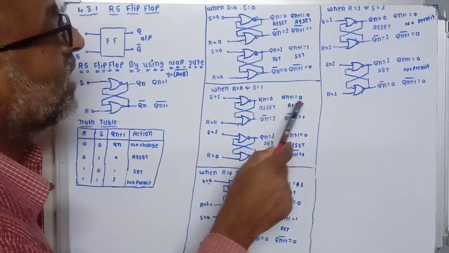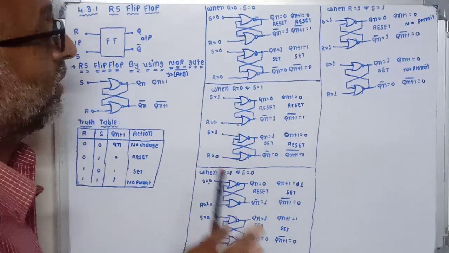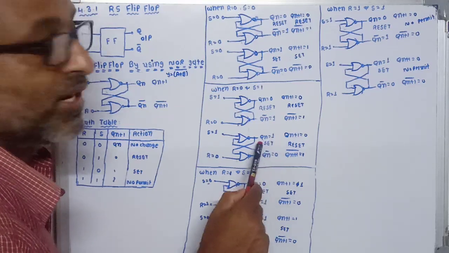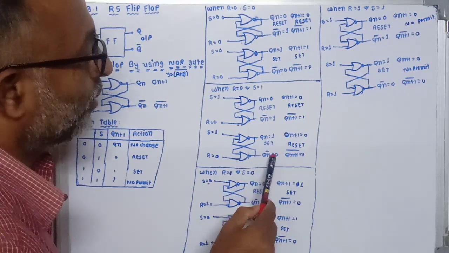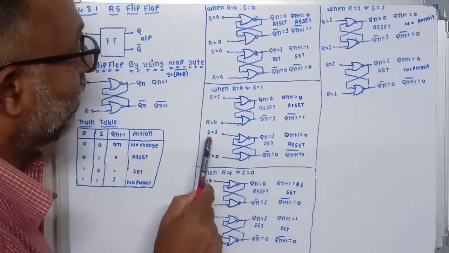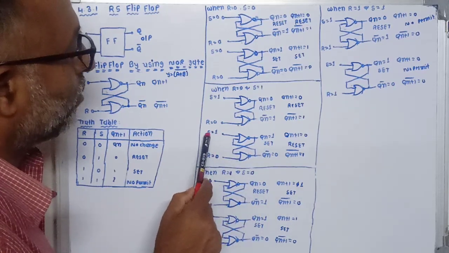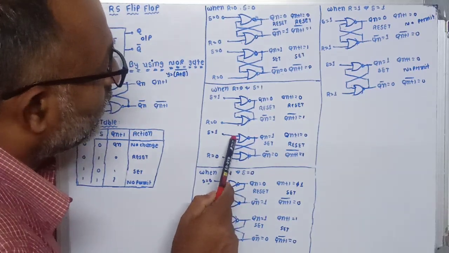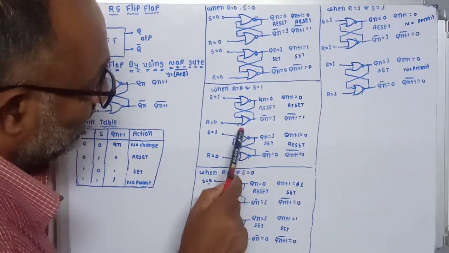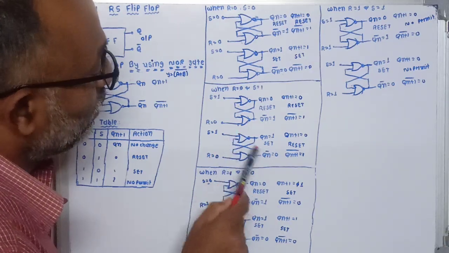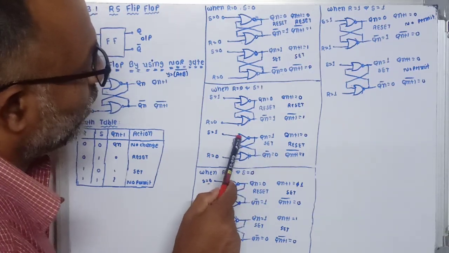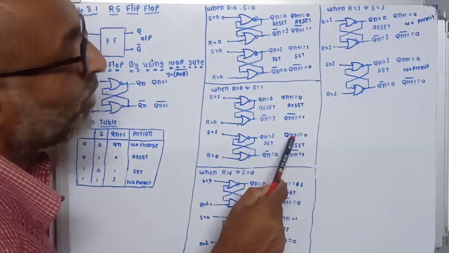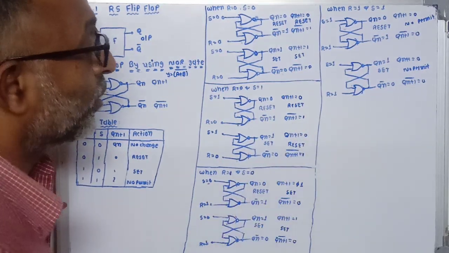So our flip-flop remains in reset condition. Now if our flip-flop is initially in set condition, that means Qn is equal to 1 and Qn bar is equal to 0. And when 1 is applied to S and 0 is applied to R, here the inputs of this first NOR gate become 1 and 0. 1 plus 0 is 1, and it's inverted, that means 0. So our new output Qn+1 is equal to 0.